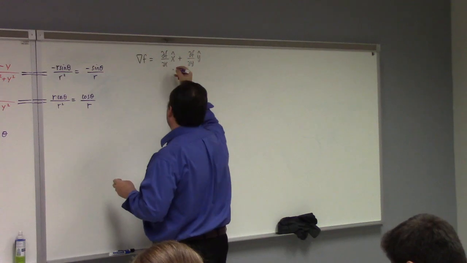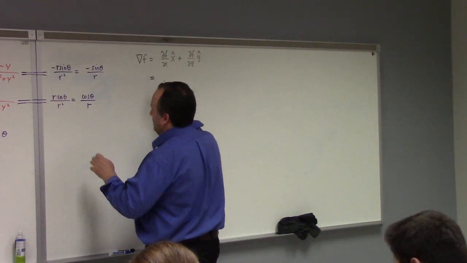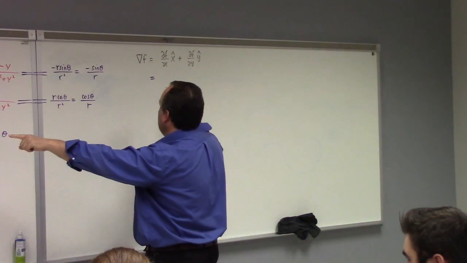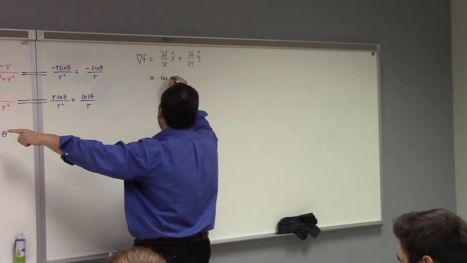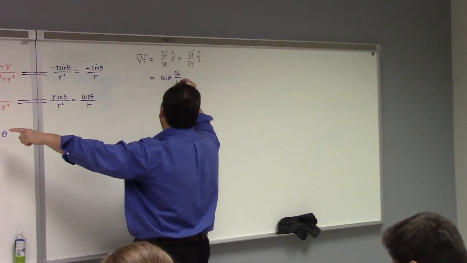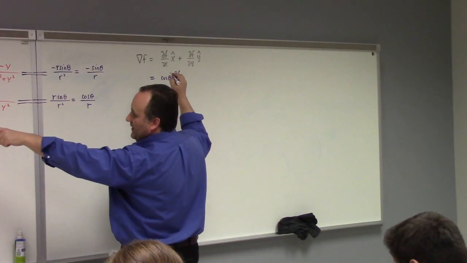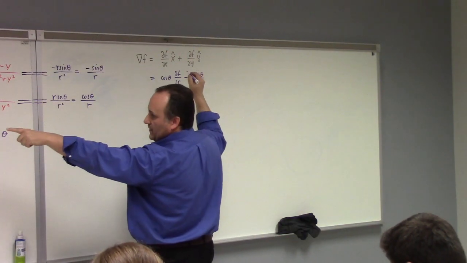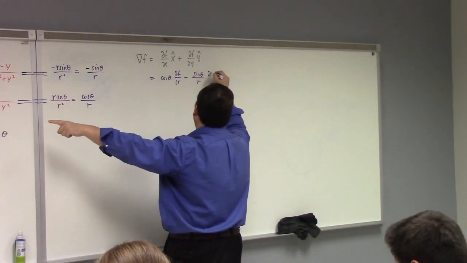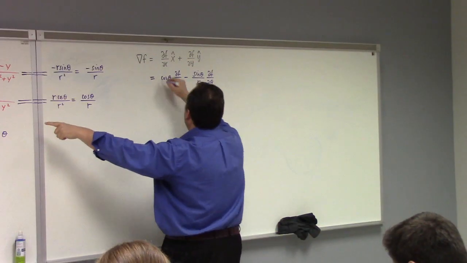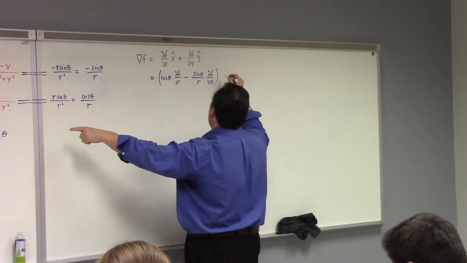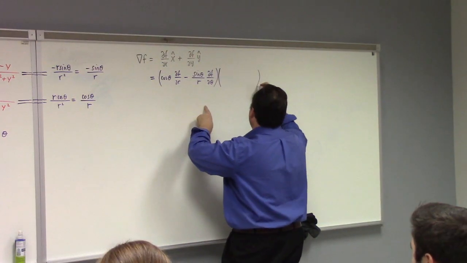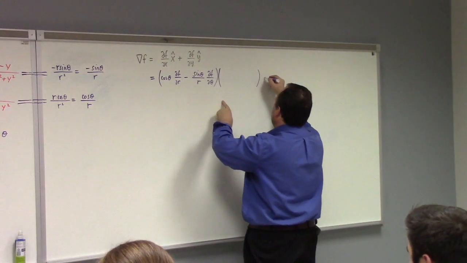So what is this? Well, partial f partial x, as we just worked out, is cosine theta partial f partial r, minus sine theta over r partial f partial theta. That times x hat. I'm going to leave some parentheses here. We'll put in what x hat is in a more clever way next.